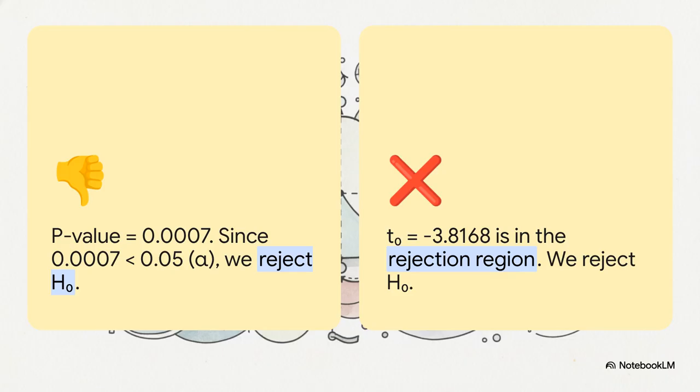With the p-value approach, we get a p-value of 0.0007. That is tiny. It's way smaller than our usual cutoff of 0.05. And with the classical approach, our test statistic of negative 3.8168 falls way out in the rejection region. So both methods are screaming the same thing. We reject the null hypothesis.